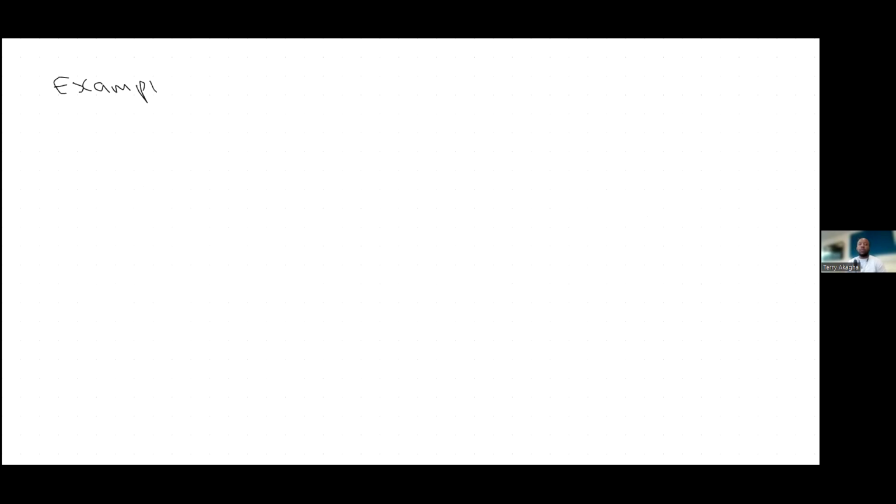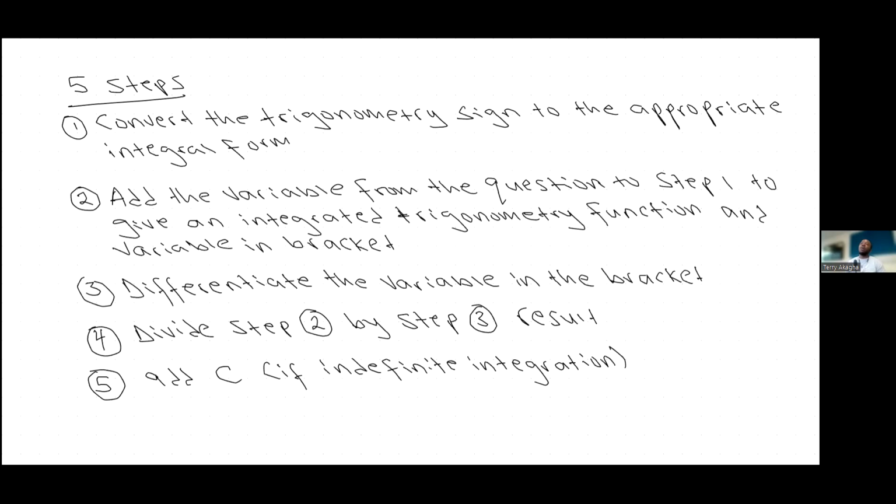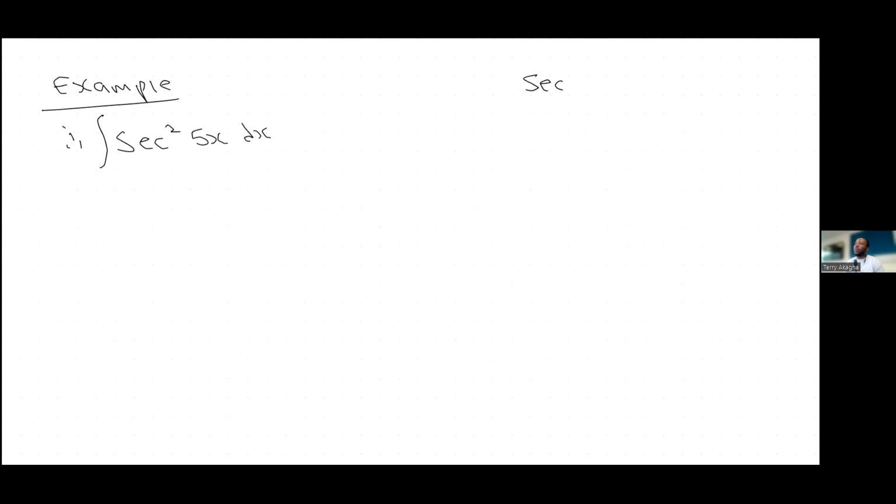So let's assume you were told you are meant to integrate sec squared 5x in respect to dx. Okay, sec squared 5x in respect to dx. So the first thing, we have to convert the trig sign to the appropriate trig integral form. So we know that when you integrate sec squared, it's going to give us what? Tan x, okay? When we integrate that, it's going to give us tan.